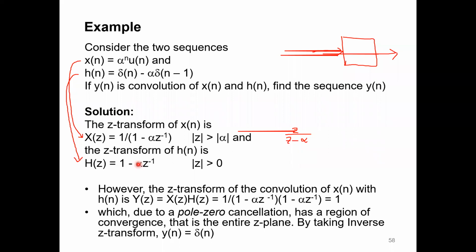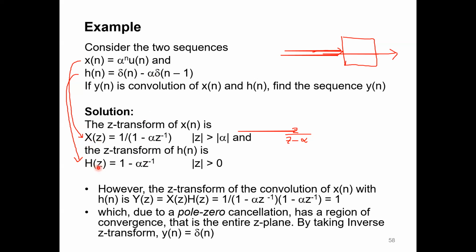Because of one property. What is that property? If you have a time function and you have the Z transform of it, and when you multiply the time function with a constant, what will happen to the Z transform? It will also get multiplied with the same constant. Okay, linearity. So this is 1 minus alpha z^-1. Now you have two Z transforms, Xz and Hz.